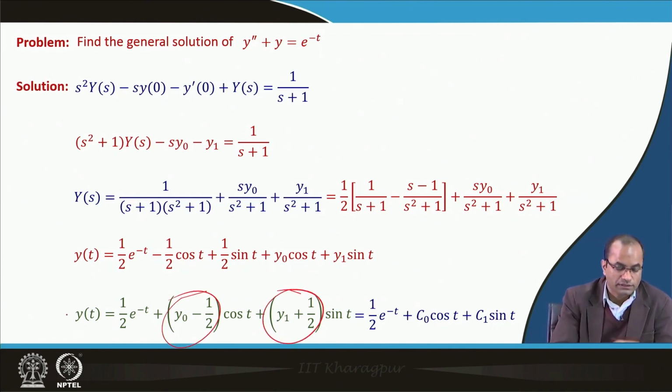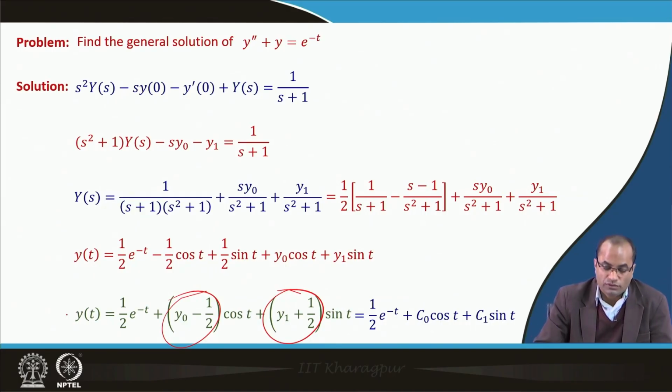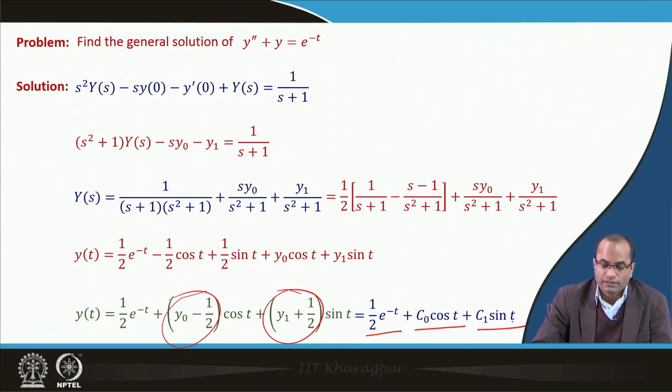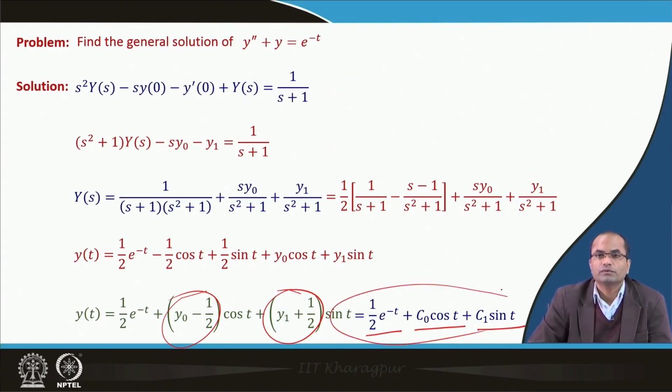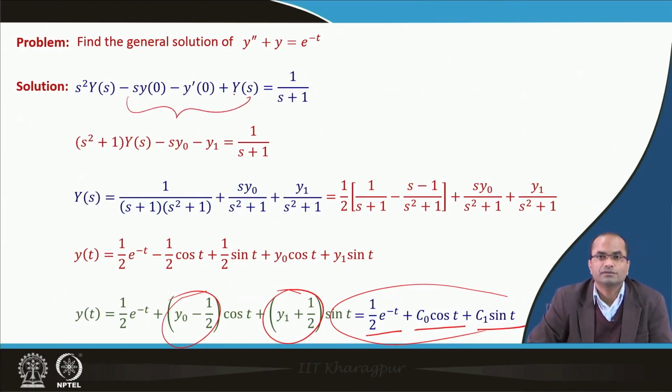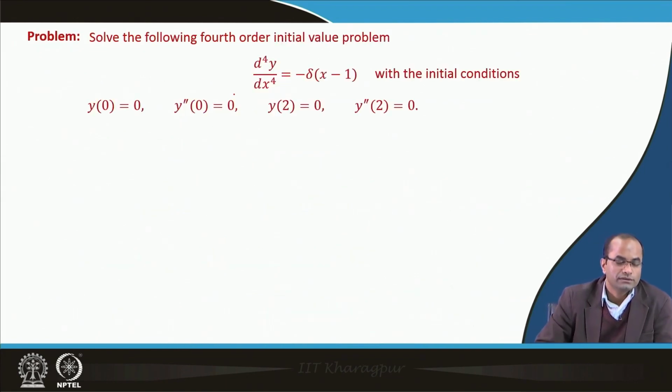So, our general solution of the given differential equation is half e power minus t, plus some constant c naught cos t, plus another general constant c 1 sin t. Given the conditions, we can compute at the end once we have the general solution, but in general, when we apply the Laplace transform and the conditions are given, we can fit them in after just the first step, and then the calculations will be much easier.